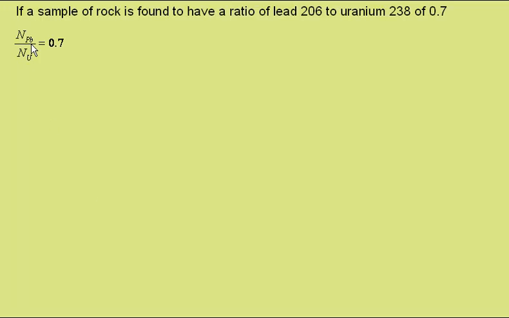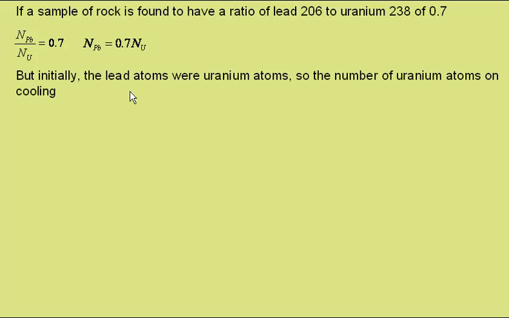the number of lead to number of uranium gives 0.7. So we can say that the number of lead atoms is equal to 0.7 times the number of uranium atoms. But initially the lead atoms were uranium atoms, so to find the number of uranium atoms on cooling, the number of uranium atoms at the start, we can say that N0 will be the number of uranium we have now, plus the lead, which we've said is 0.7 times the number of uranium. So the number at the start is 1.7 times the number we have now.